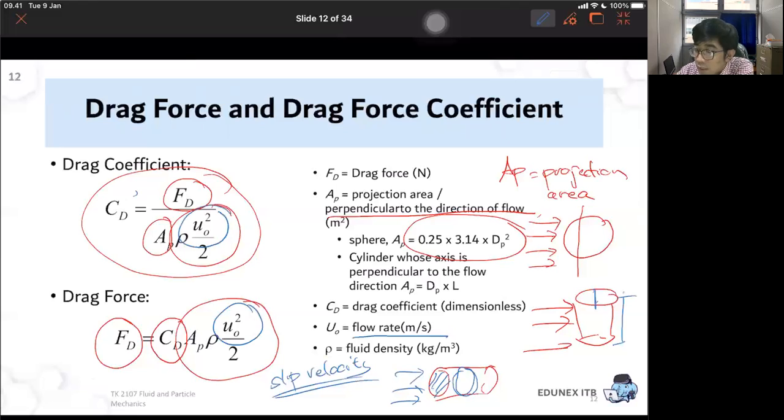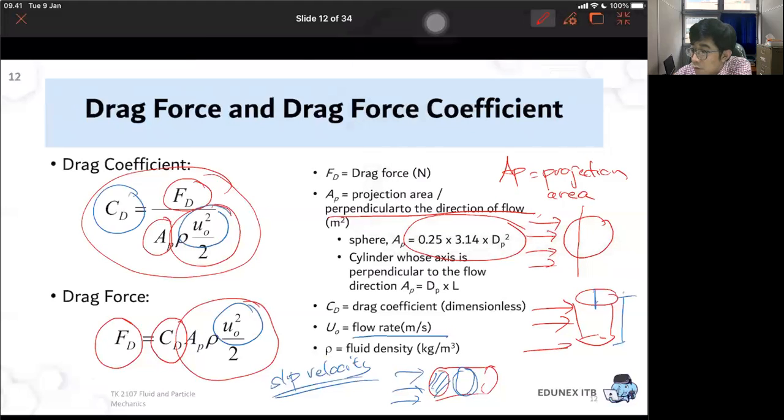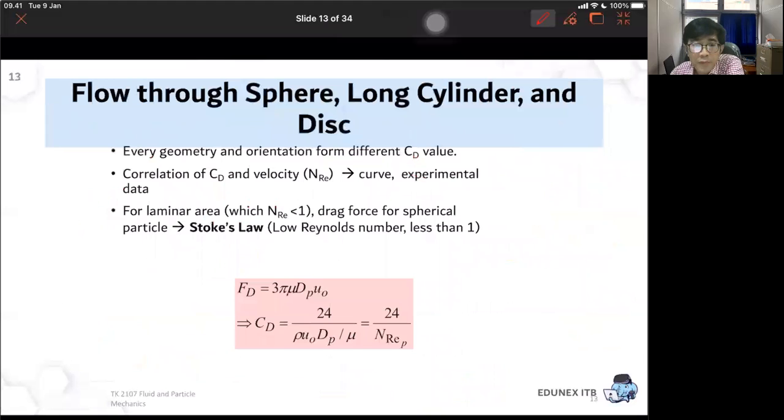And drag coefficient, similar with the friction factor, is a function of Reynolds number. So drag coefficient is a function of Reynolds number, but the Reynolds number of the particles, not the Reynolds number of the fluid. So you're using the Reynolds number of the particles formula.